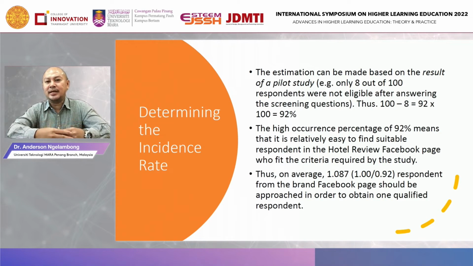So this represents 92%. The high accuracy percentage of 92% means that it's easy to find suitable respondents in the hotel review Facebook page. So that's on average 1.087. How did I derive this number? You divide 1 by 0.92, where 0.92 is the 92% from just now. That is the number for the incident rate, and this number you should put in the formula.